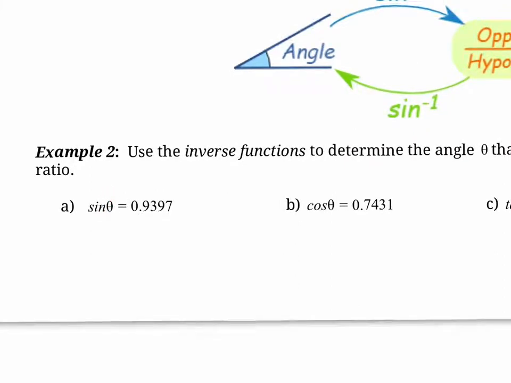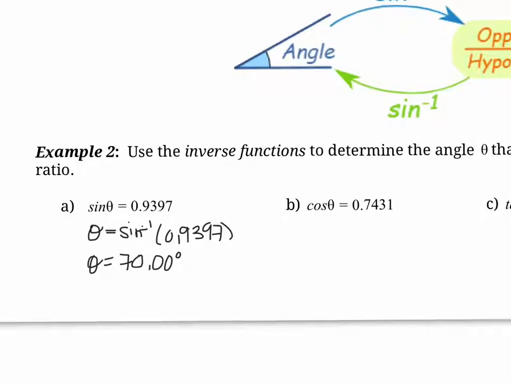And so what we're really doing is we're just solving for theta. We're getting theta by itself. And we want to undo sine. And what's the opposite of sine is sine inverse. That's what an inverse is. It undoes a function. It's the opposite of a function. So we're going to take the sine inverse of this ratio, 0.9397, and we're going to throw that into the calculator. And you should get approximately 70 degrees.